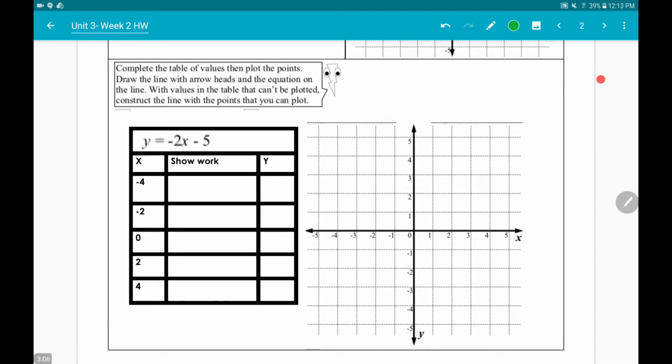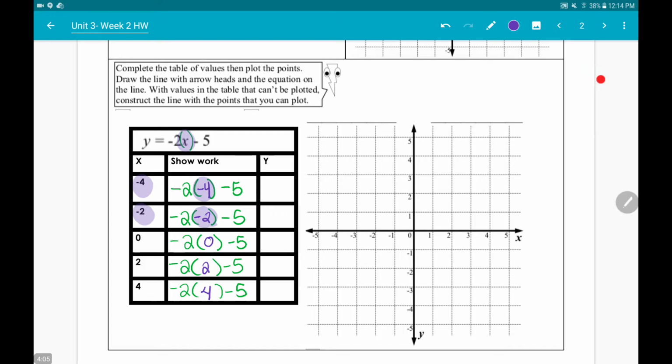All right, let's do this one now. So this one we need to complete the table of values, and then everything else is the same. But I need to complete the table of values first. So I have my equation, -2x minus 5. And remember, when we are plugging in for the variable of x. Okay, so let's look here. So x was my original, and now I'm giving a new x value, and that's -4. So that's what's going to go in that empty space. So the next one is -2, so that's what I'm going to put in that empty space. Then 0, then 2, then 4.